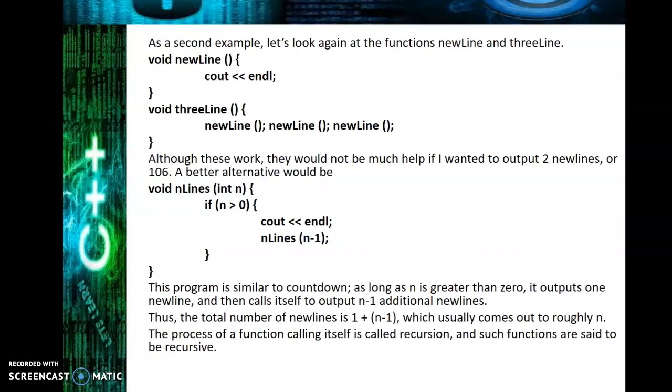Here's an example. Here we have nLines, and it has an if statement, and inside, if you notice, it calls itself. Let's say I pass in 5, this will call itself with 4, then it'll call itself with 3, 2, and 1. Notice it just keeps calling itself over and over again. While n is greater than 0, it's going to keep outputting a new line. It's almost like the one we did earlier where we had a method which called newLine 3 times. This does the exact same thing if we pass in 3.